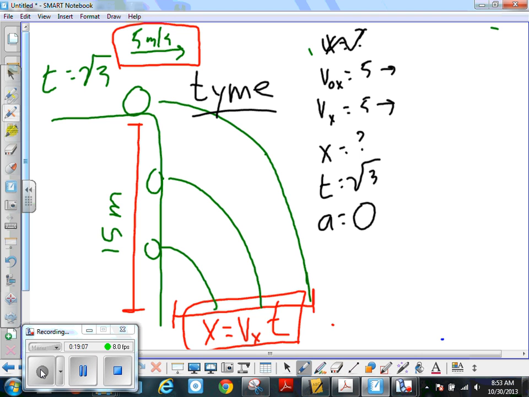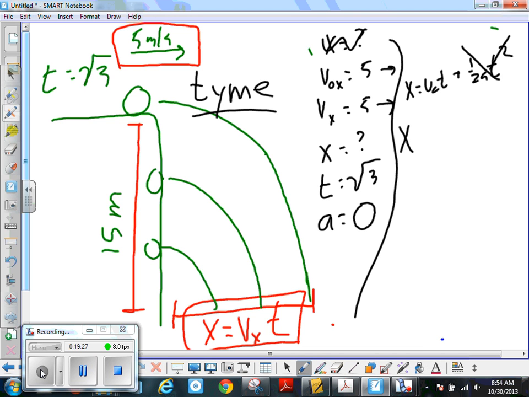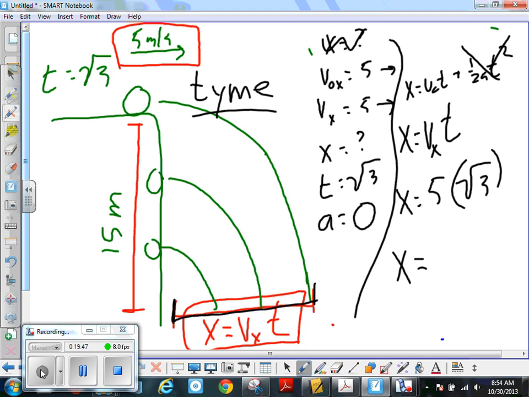Okay, so with that checklist, then, we can use the formula, and really what the formula is, x equals v sub naught t plus 1/2 at squared. But this time, we have no acceleration, so that cancels out. X then equals velocity in the x direction, which is the initial and the final since there's no acceleration, times the time that it gets to fall off the cliff. So x equals 5 times the square root of 3. And that is our displacement and how far away we are from the edge of the cliff. Questions?